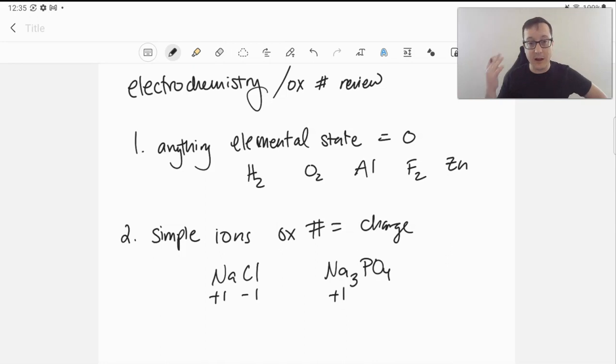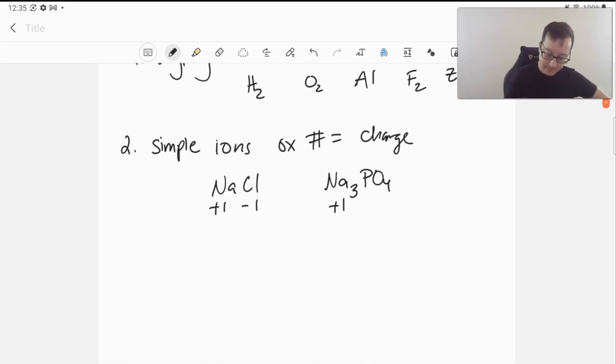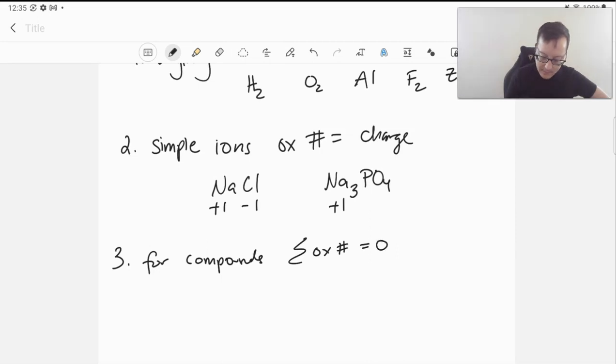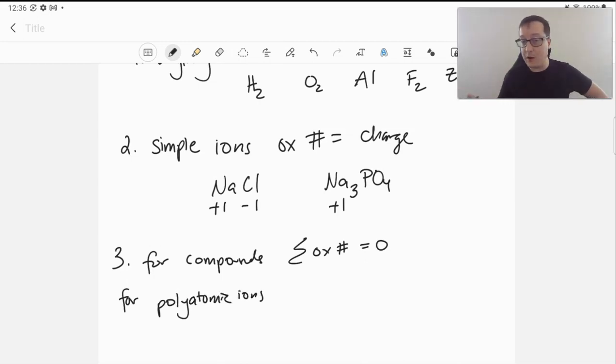Remember also, these rules are hierarchical, so they will always follow the order. Number 1 takes priority, then number 2, then number 3. For compounds, the sum of all oxidation numbers must equal 0. For polyatomic ions, that is only if we are looking at the polyatomic ion, not a compound. So compound takes priority, then polyatomic ion. The sum of the oxidation states will equal the charge.